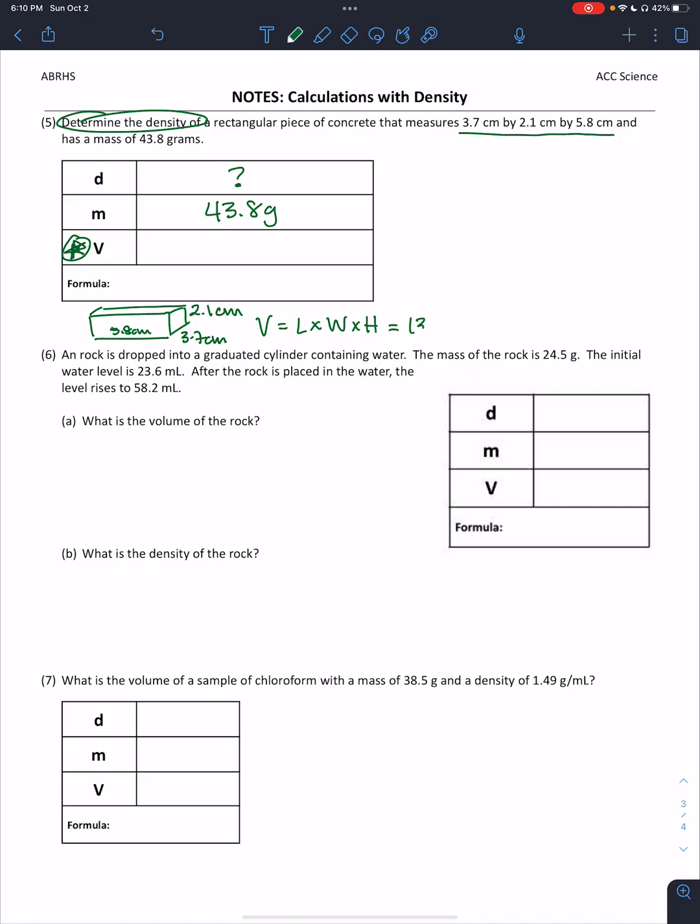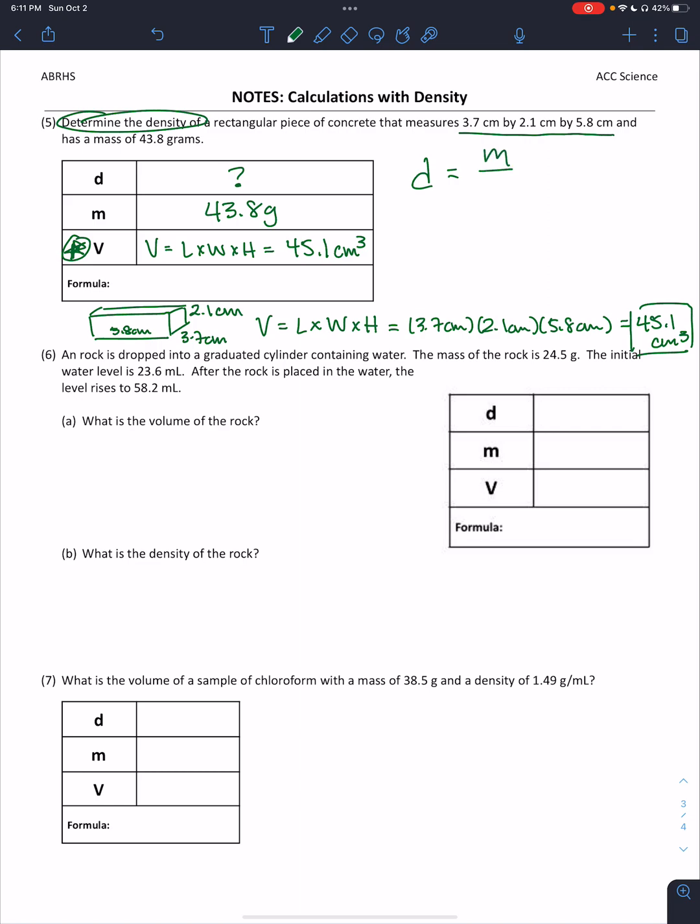If I plug in 3.7 centimeters times 2.1 centimeters times 5.8 centimeters, I'm going to get a volume of 45.1 centimeters cubed. Remember when I told you the units for volume, I said it would be milliliters or centimeters cubed. This is an example of where you would have centimeters cubed. So I found the volume using the length times width times height, and I found that value to be 45.1 centimeters cubed.